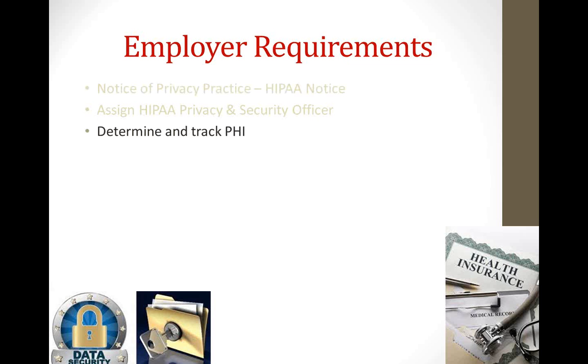You determine and track PHI. When we talk about determining and tracking PHI, what we're saying is that you need to go through and assess the business and all of your practices, your procedures, what you do day in and day out to administer your health plans, to see where and at what point you might come in touch with or see or transmit any kind of protected health information. So you'll determine that, and then you need to track whatever type of protected health information you do manage.